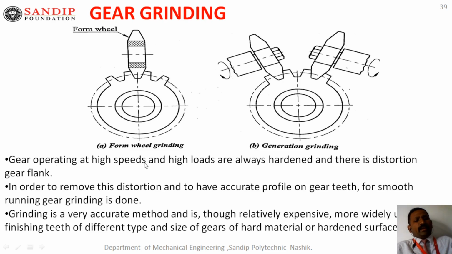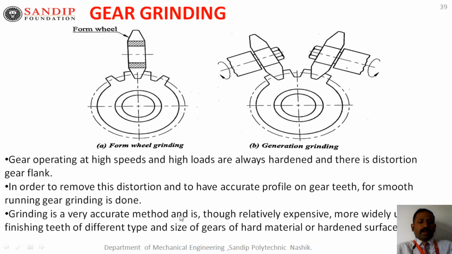Gears operating at high speed and high load are always hardened, and there is distortion of the gear blank. In order to remove this distortion and have an accurate profile on the gear tooth for smooth running of gears, grinding is done. Every time you have to repeat the same sentences: what is the exact need of gear finishing processes, and then in the first sentence you have to write the first technical point, what exactly gear grinding is, and what exactly gear shaving or any respective process is.